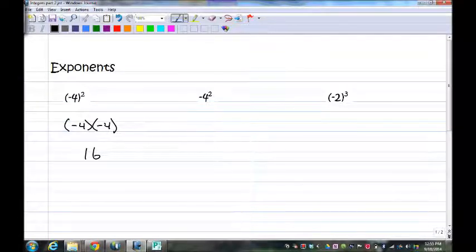Now, this is completely different from the next one, although they look alike. It is different. Do you understand how or why it's different? Can you see it?